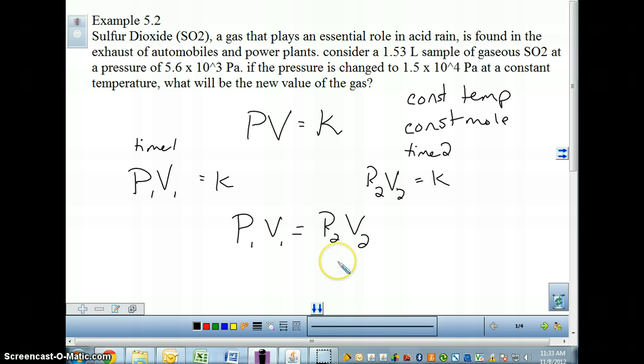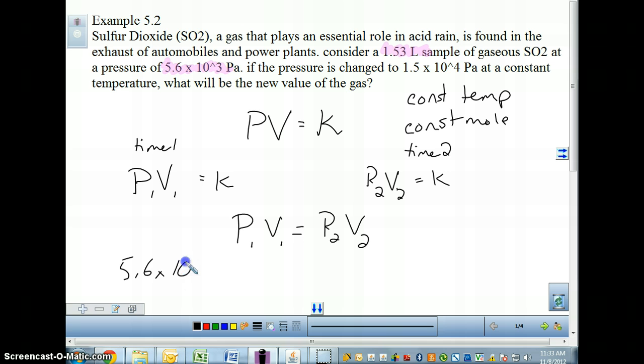Let's look at our values. Our P1 is 5.6 times 10 cubed, and our V1 is 1.5 liters. Now, normally we would convert pascals into atmospheres. However, we're given two numbers in pascals, so we can leave it in pascals because the conversion will take care of itself.